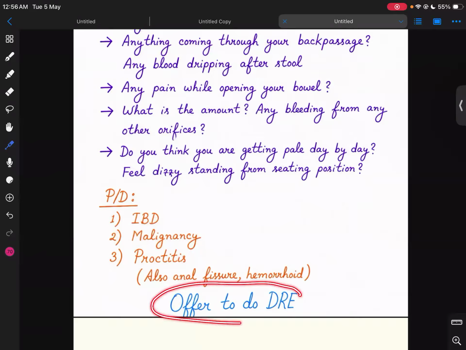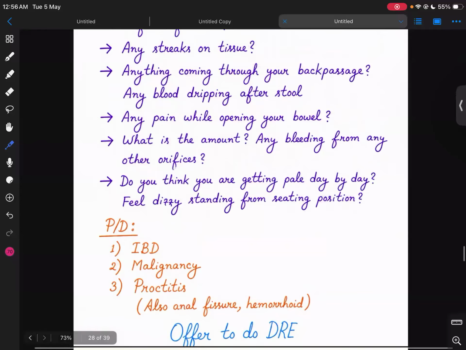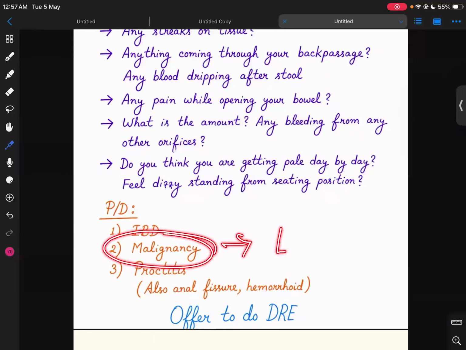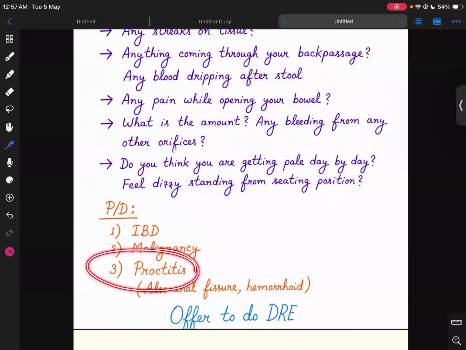Before doing the per rectal or digital rectal examination, you cannot rule out anal fissure or hemorrhoids, so you can keep them as differential diagnoses. To rule out IBD, we have to ask about the extraintestinal features of IBD. To rule out malignancy, we have to ask the triple L questions. And to rule out proctitis, we have to depend on the past medical history and the casual contact history.